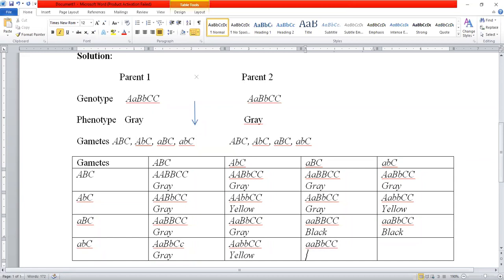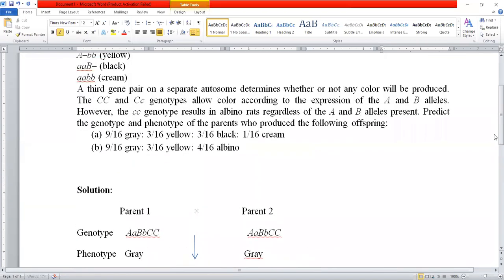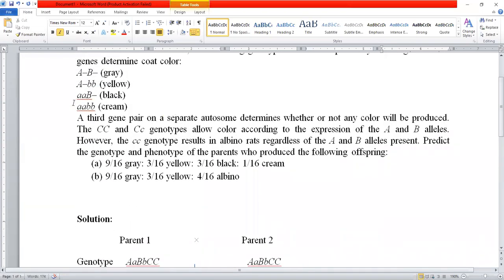So here is the small a, capital B, small b, capital C, capital C. Because of the homozygous recessive condition with regard to the A gene, small a, this would be with black coat color. So this would be small a, small b, capital C, capital C. Because of this condition, small a, small b, it would be cream.